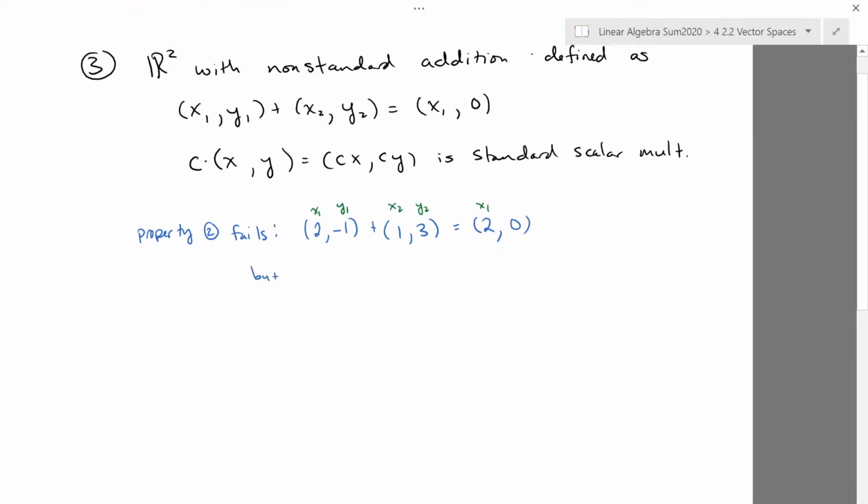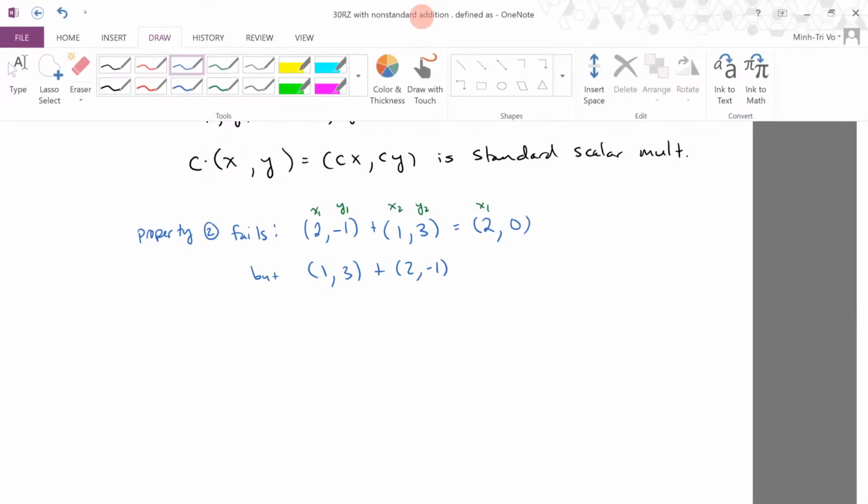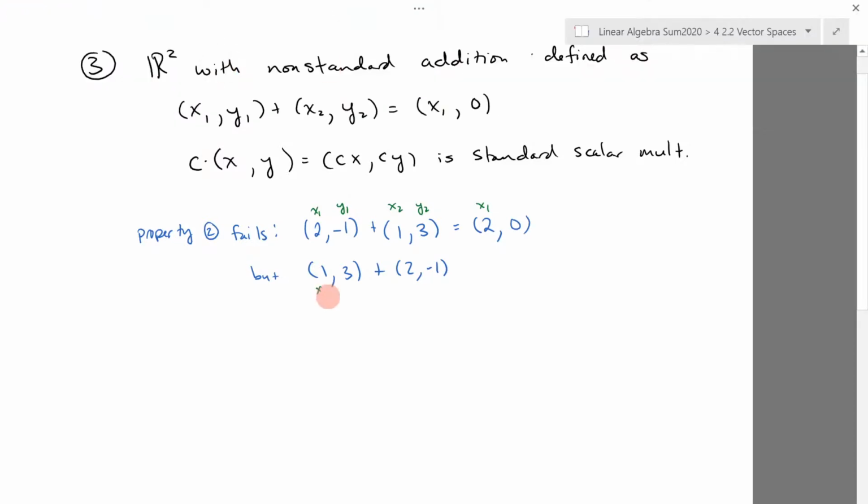But what if I do it the other way around, right? So 1, 3 plus 2, negative 1. Right, so now this is playing the role of x1, this is playing the role of y1, playing the role of x2, playing the role of y2. Right, so again I take x1, but now x1 is a 1, right?